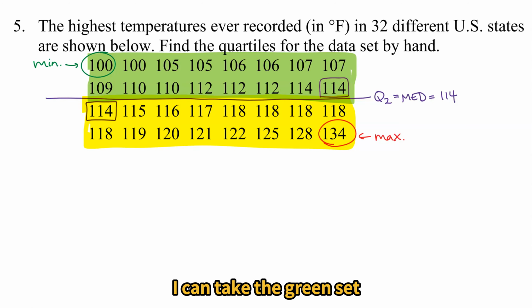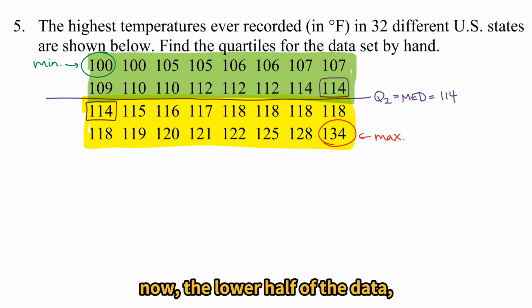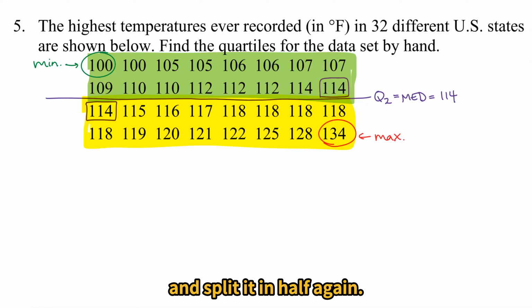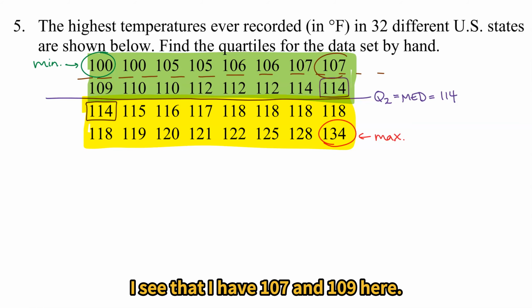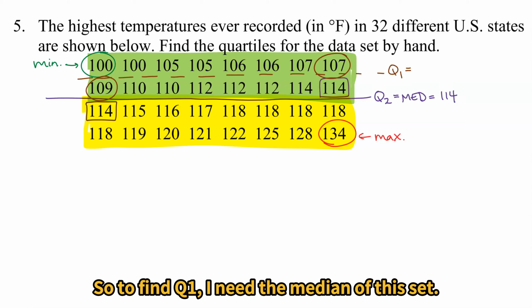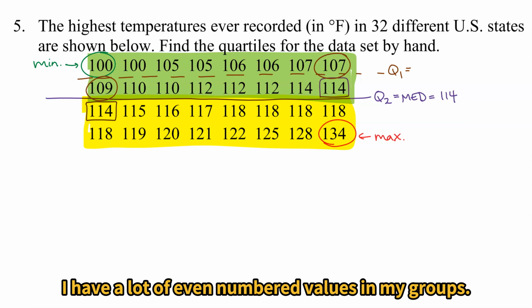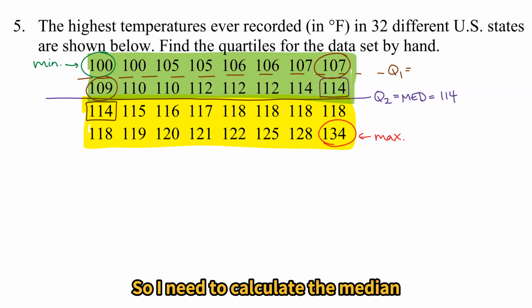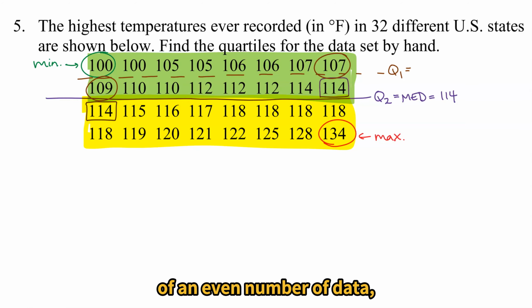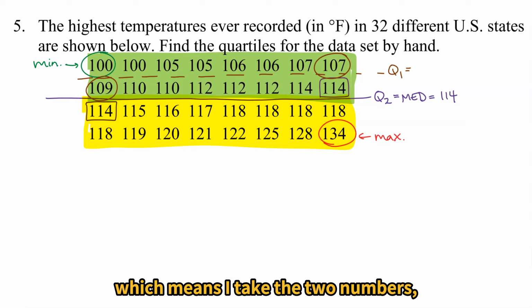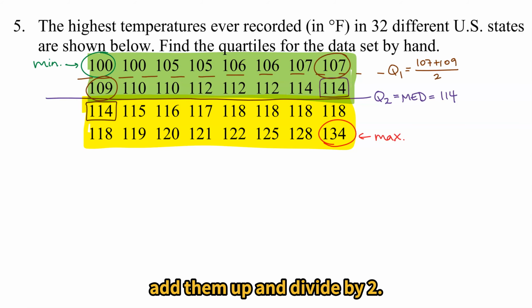I can take the green set now, the lower half of the data, and split it in half again. Splitting it in half, I see that I have 107 and 109 here. So to find Q1, I need the median of this set. These 2 numbers are in the middle. I have a lot of even numbered values in my groups. So I need to calculate the median of an even number of data, which means I take the 2 numbers, add them up, and divide by 2.